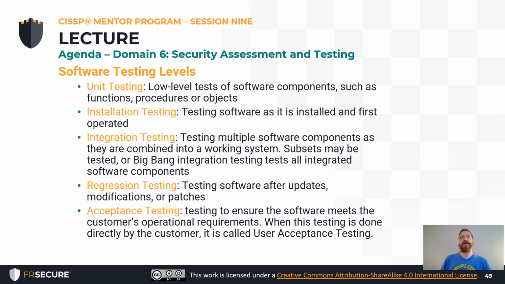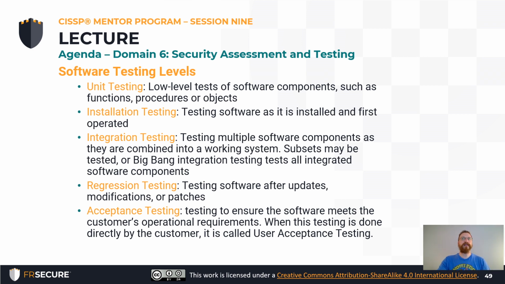Regression testing is after an update, a modification, or a patch, right? So we did testing, we had a baseline. Now we're going to say we made a change to it. What's happened? Do we introduce anything performance-wise or vulnerability-wise, whatever it might be? We're going to do some regression testing, making sure that it's still functional.